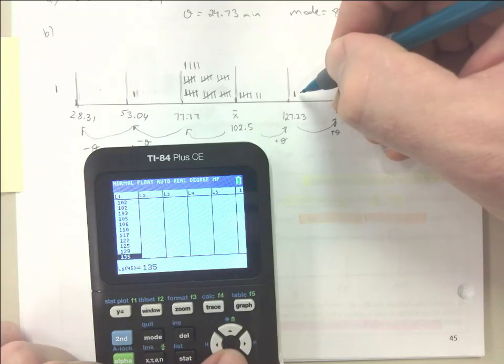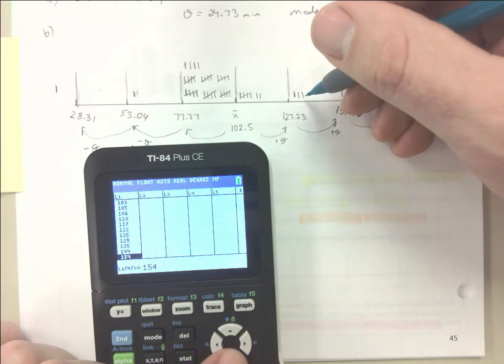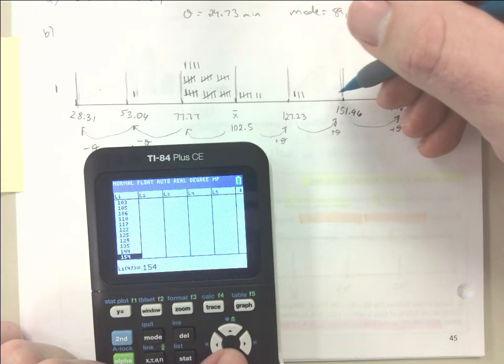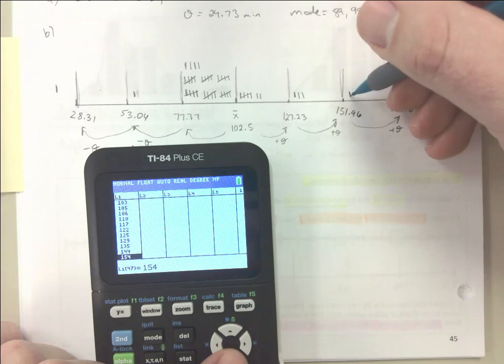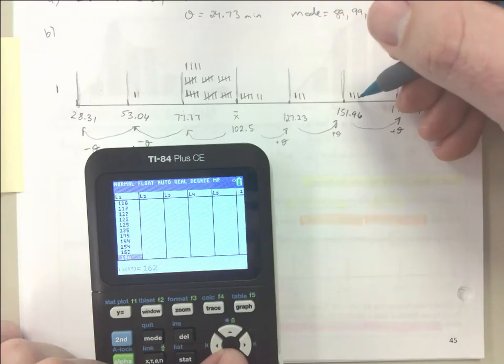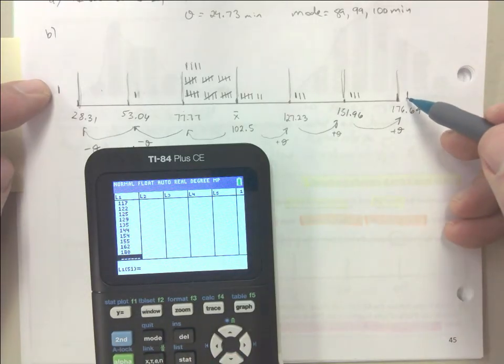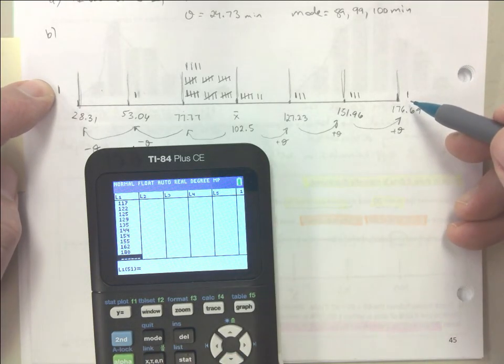129, 135, 144, 154, I got to jump in here. 155, 162, 180. I'm jumping outside the bin over here. So I have one on either end that are outside my 3 standard deviations. That's fine.